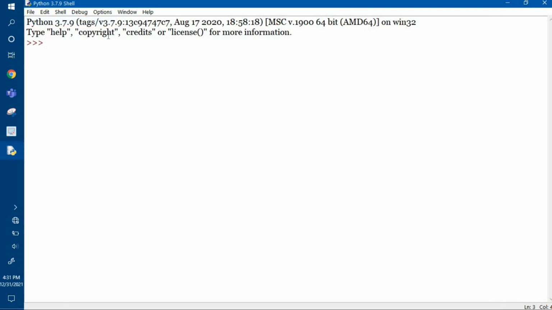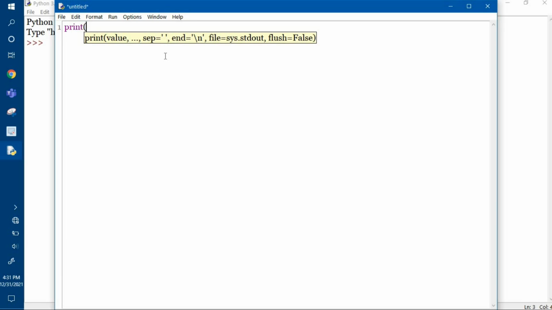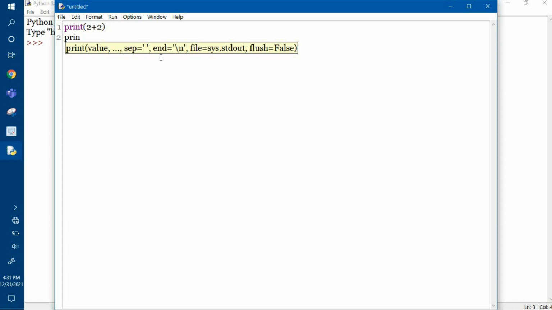Python has a capability to carry out operations, and we can enter a calculation directly into the print statement. We can write here print 2 plus 2 or print 5 plus 2 minus 3, and note that it will also follow the BODMAS rule like we follow in mathematics.